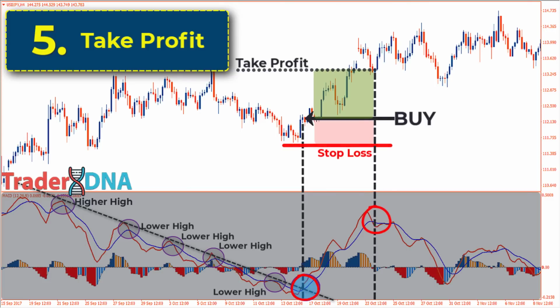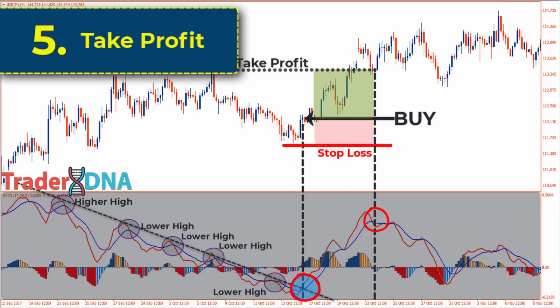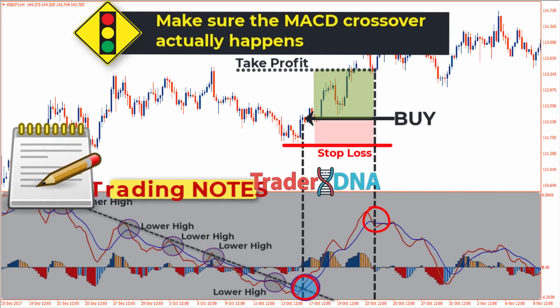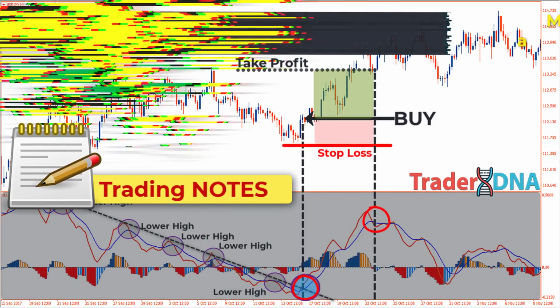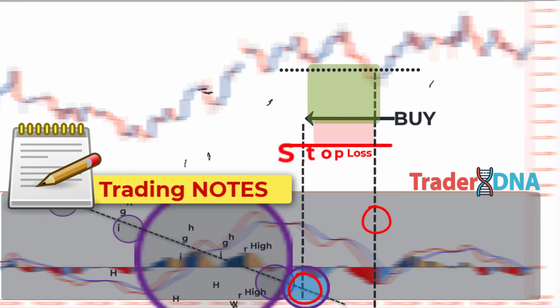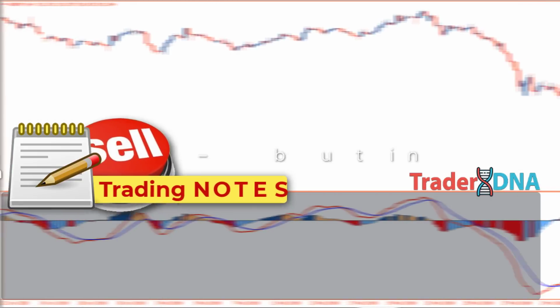Before taking profits, it's important to wait for the candle close, depending on the time frame you trade, so you make sure the MACD crossover actually happens. Note: this was an example of a buy trade using the MACD trendline breakout strategy. Use the exact same rules, but in reverse, for a sell trade.